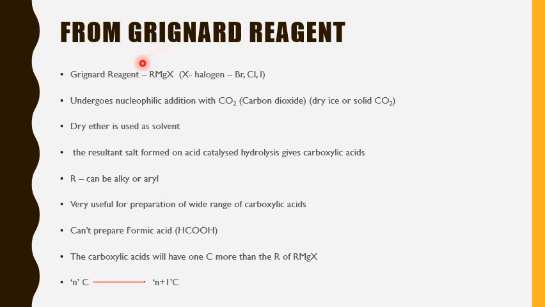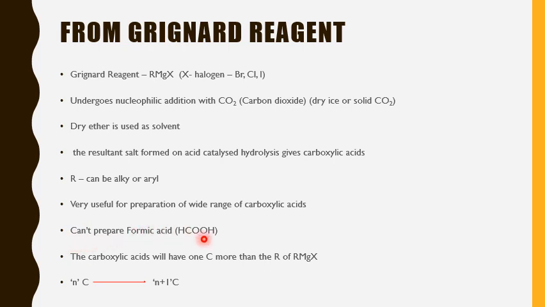As you very well know, a Grignard reagent can be easily prepared by reacting an alkyl halide with magnesium. We have many types of alkyl halides which are widely and easily available, and therefore they can be easily converted into Grignard reagents. Therefore, it can be used for the preparation of carboxylic acids.